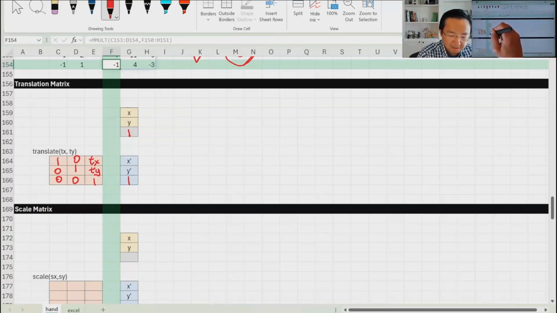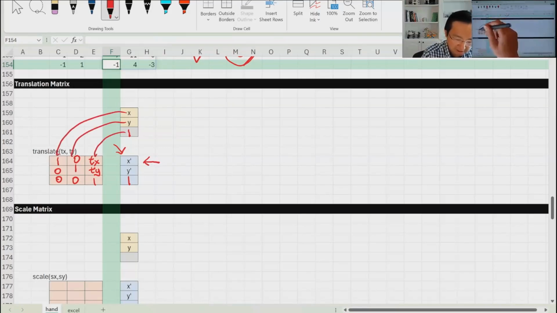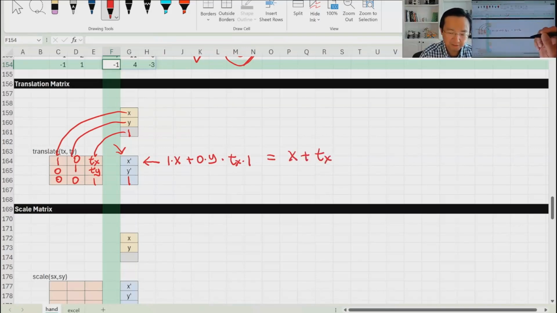And then magically, if you multiply these two, you get this, and you will have arrived at the same equation we looked at earlier for translation. Let me just show you how it works, okay? So x prime, remember we did, now just calculate the first row, so this and this and this. So 1 times x plus 0 times y plus tx times 1. What is this? This is x plus tx, which is the same equation we looked at earlier.